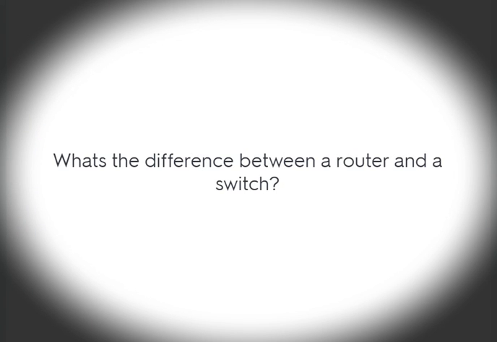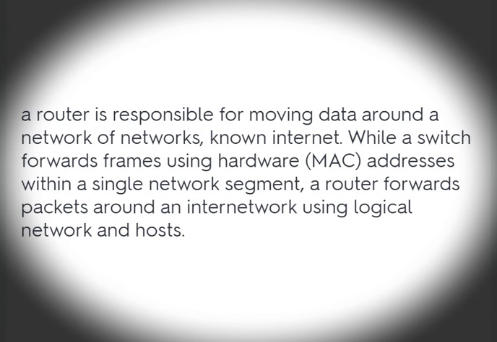What's the difference between a router and a switch? A router is responsible for moving data around a network of networks known as the Internet, while a switch forwards frames using hardware addresses within a single network segment. A router forwards packets around an internetwork using logical network and host addresses. VLAN.